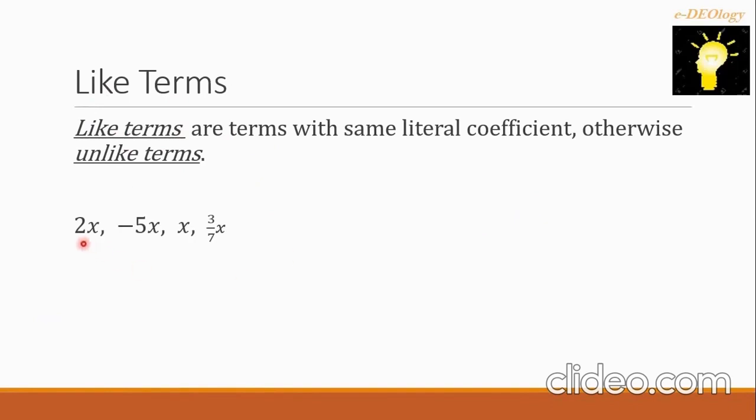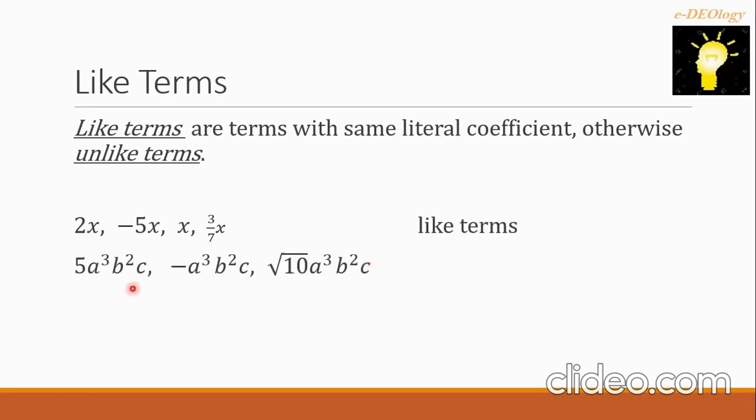I have here four terms: 2x, negative 5x, x, and 3/7 of x. As I observed, the literal coefficient for all these four terms is x. So they have a common literal coefficient, and these four terms are like terms.